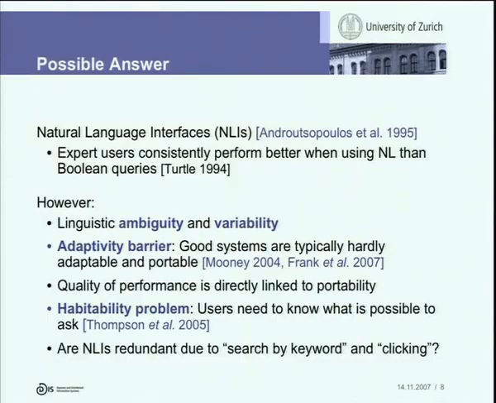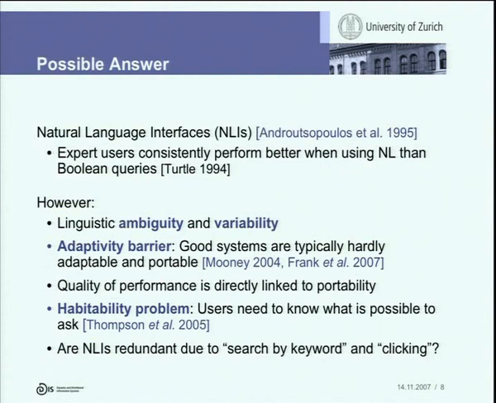However, natural language is a mess. It is linguistically ambiguous and variable. Oftentimes, we develop whole protocols in conversations around how to actually make clear what we actually mean. It is often seen that there is a certain adaptivity barrier, and NLP systems are usually tied to certain domains, and in order to work well, there is a whole lot of work that needs to go in if you want to have them work on another domain. There are a number of quality and performance issues, be it speed, be it also quality of answers.